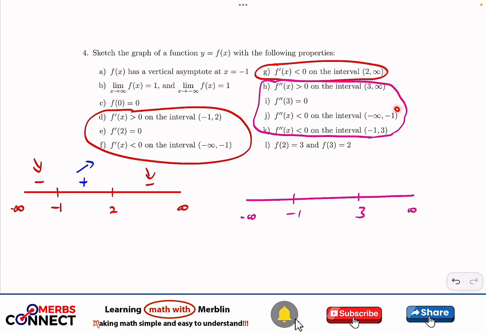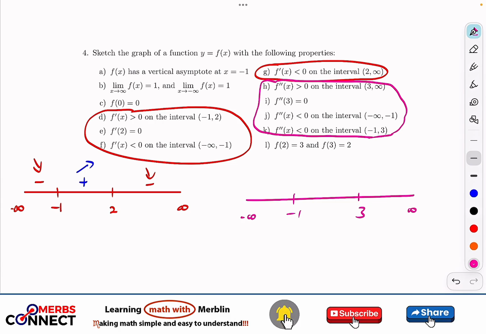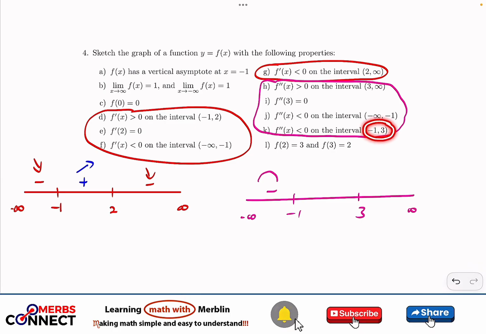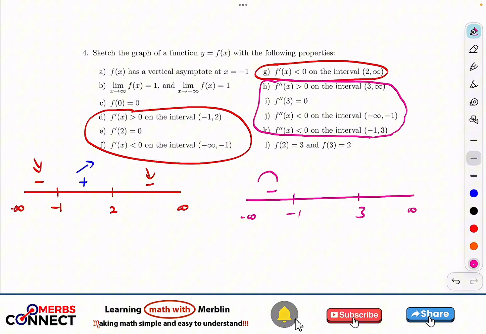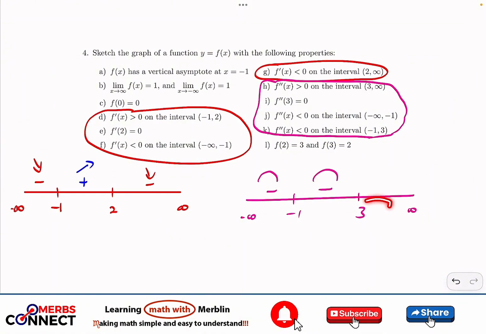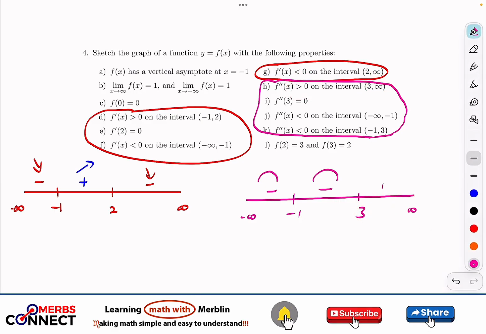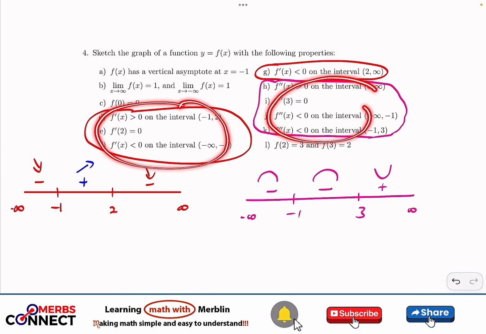So in between negative infinity and negative 1, this is less than 0. Less than 0 means that it's negative, and when it is negative, we have concave down. In between minus 1 and 3, we have less than 0, and also negative, we have concave down. In between 3 and positive infinity is greater than 0, so it's positive, and we have concave up. So we've made use of this information and this information.